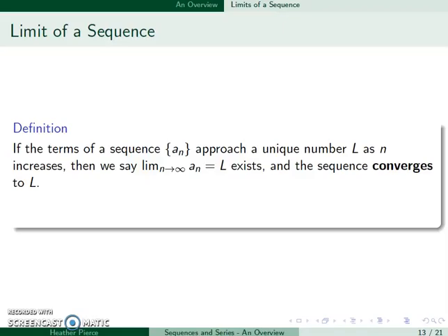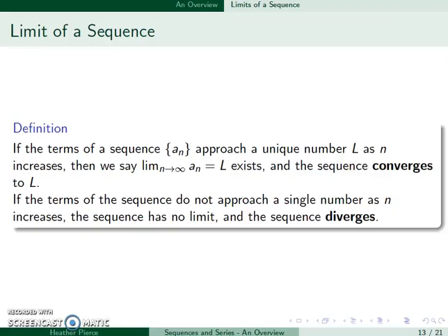We'll now look at the limit of a sequence. If the terms of a sequence approach some unique number L as n increases, then we say the limit as n goes to infinity of our sequence L exists, and that it converges to L. And if the terms do not approach a single number, then it has no limit, and we say it diverges.